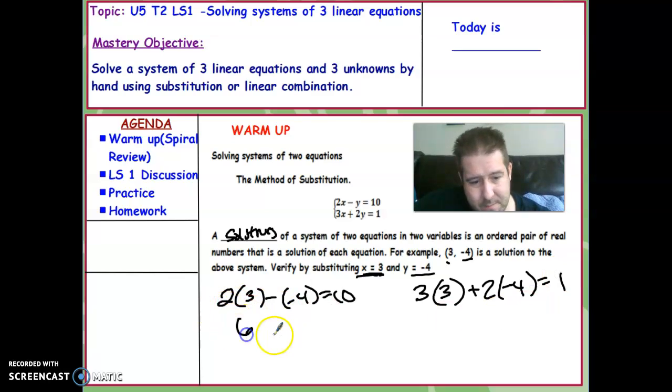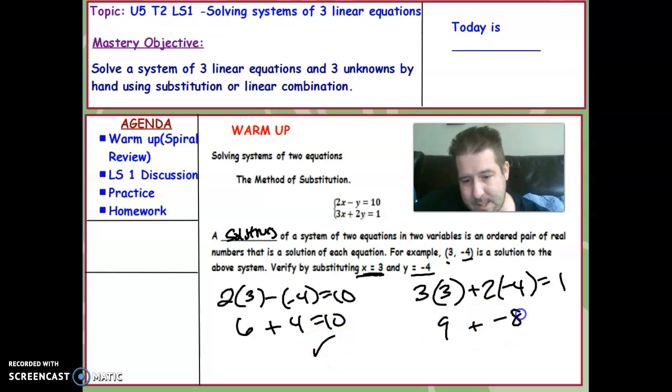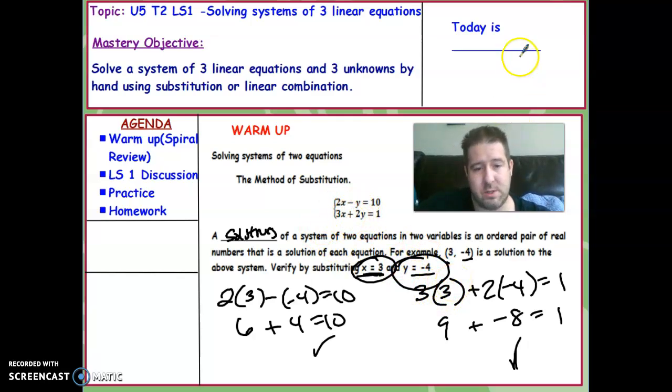So now it's just a matter of simplifying. This becomes plus 4. 6 plus 4 does equal 10. And this is 9 plus negative 8 equals 1, and it does. Checks out as well. All right, so this value of x and this value of y are the only two values that are going to make both of these equations true.